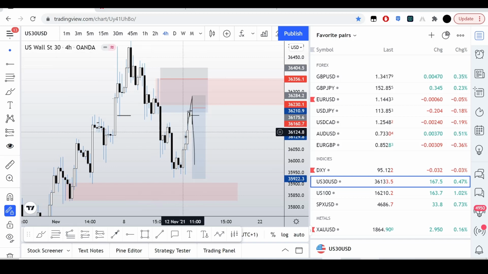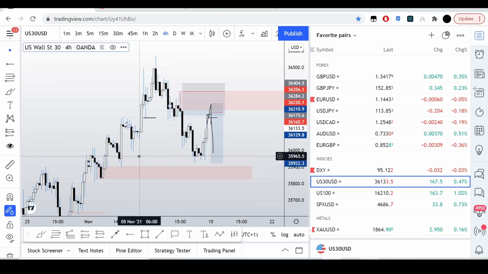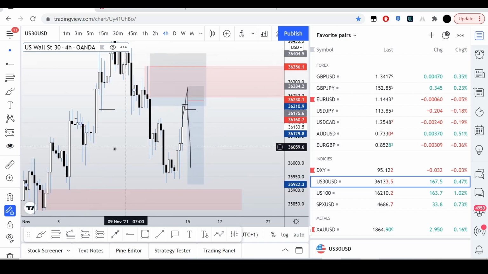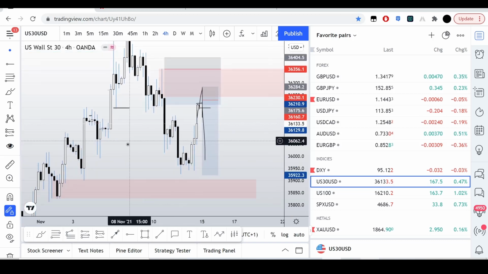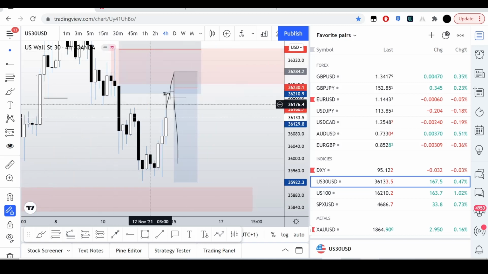Even though I didn't sell it, I would have sold in this area if I wasn't trading GU and the other pairs, but it would have been like a half loss, just like the other trades that I took, because I know how to keep my losses really small and then maximize on my profit. So I would like to see price come back into this bearish order block instead, because this is a nice area right here.